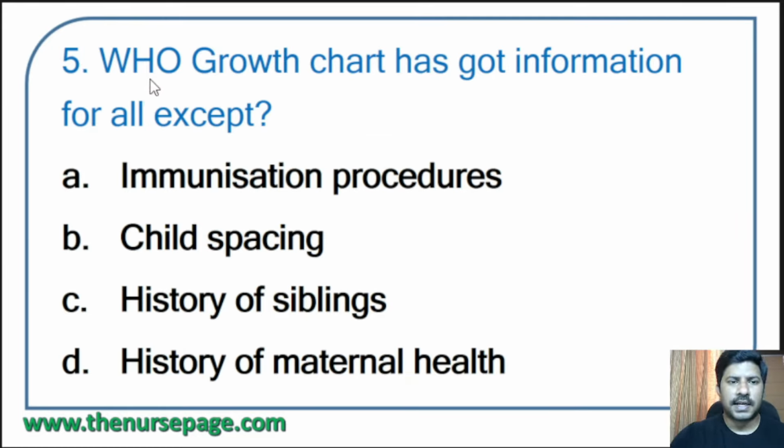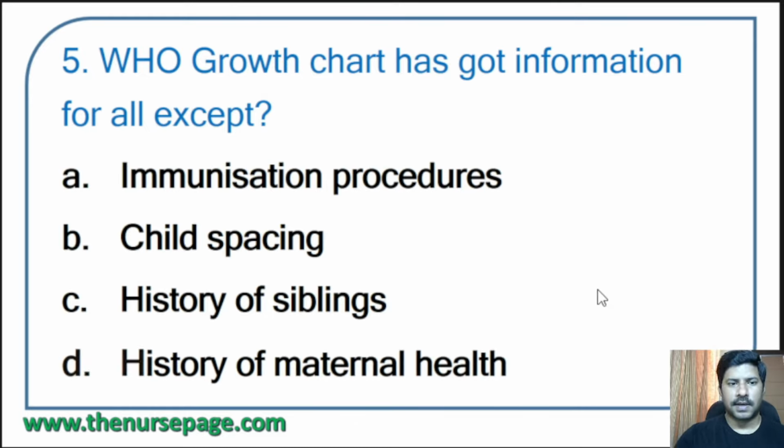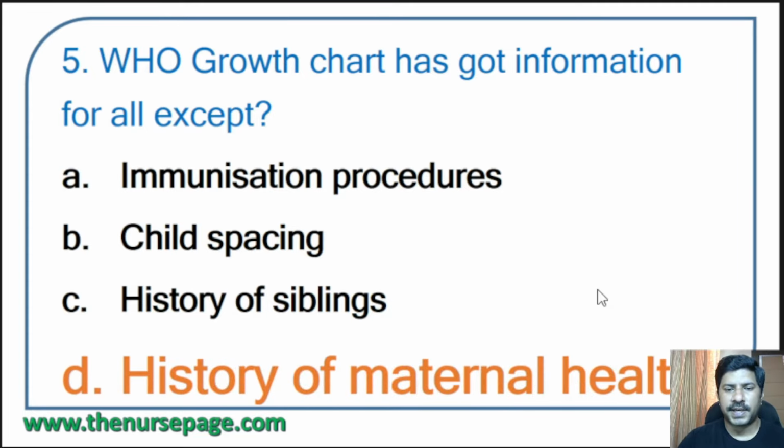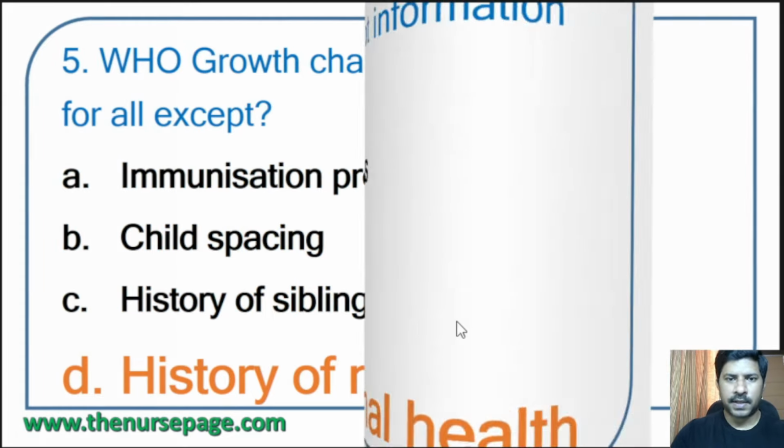Then fifth question, WHO growth chart has got information for all except immunization procedures, child spacing, history of siblings, history of maternal health. Correct answer, history of maternal health. In growth chart, the history of maternal health will not be mentioned. All other things, immunization procedures, child spacing, history of siblings, etc. are mentioned in growth chart. We will discuss in detail.